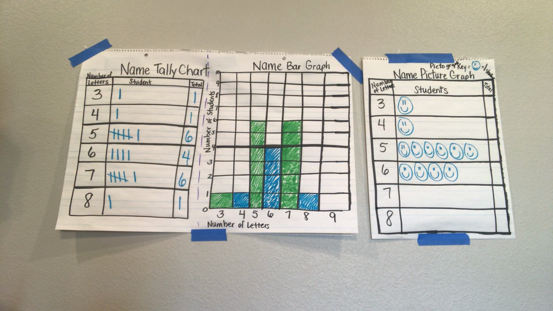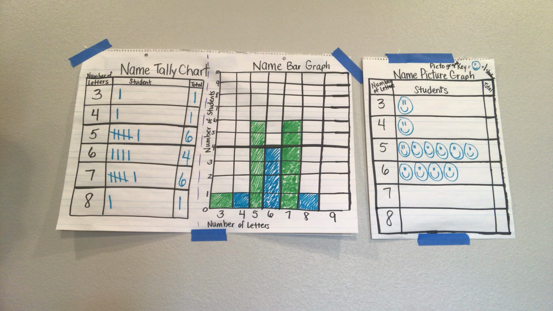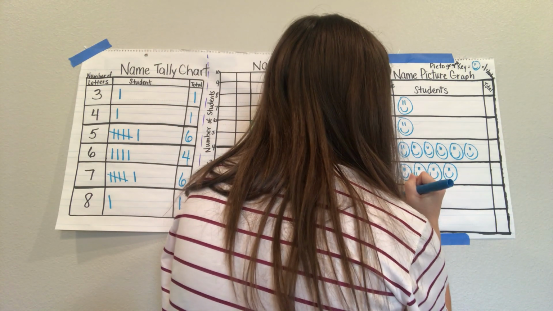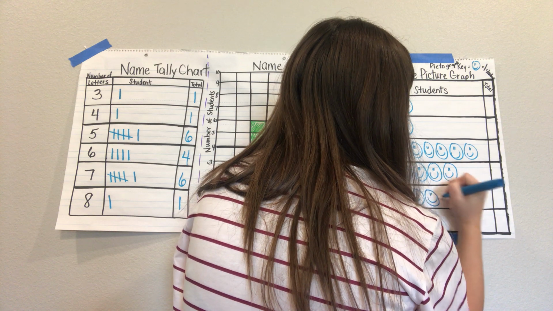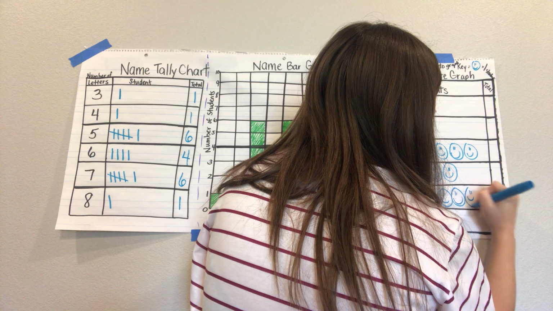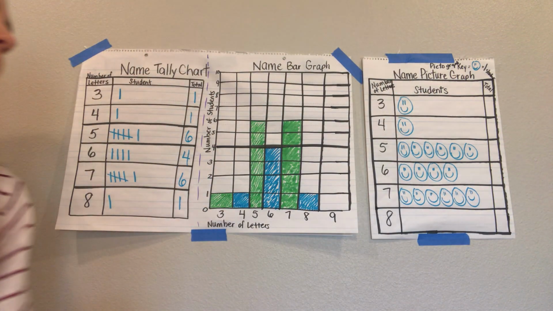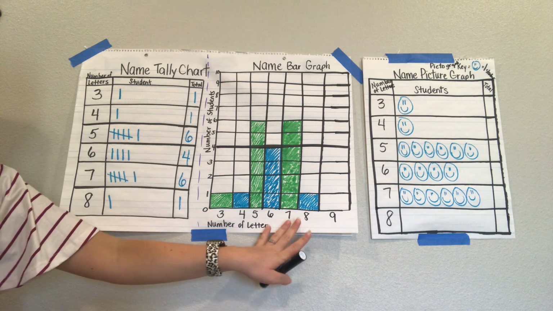Alrighty, for 7 letters in their name, we have 6 students with 7 letters. So 1, 2, 3, 4, 5, 6. And then finally with 8 letters, we have 1 student with 8 letters.